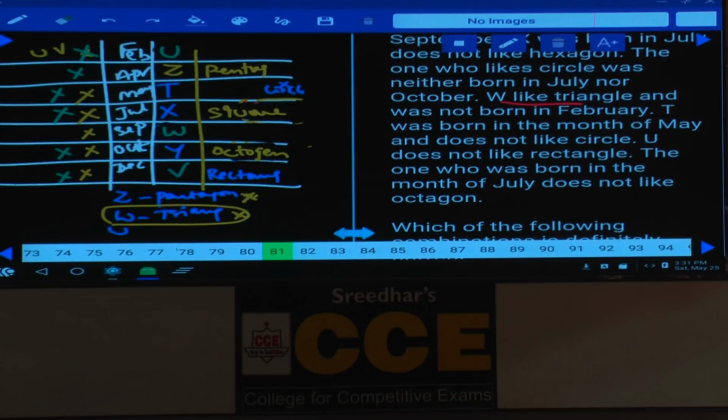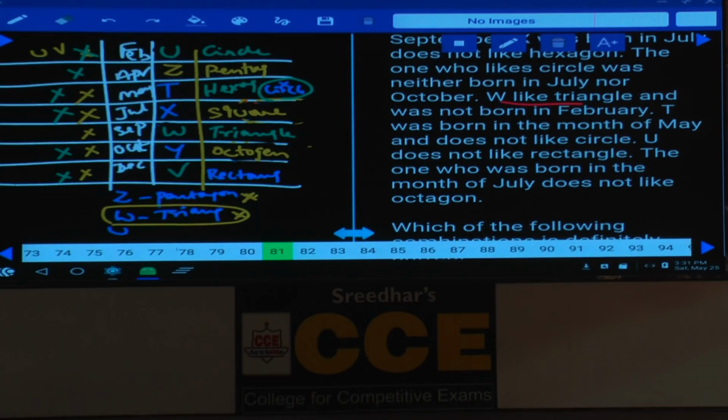figures. Now pentagon, square, octagon, rectangle were done. Now W is what? W is triangle, hence this one must be triangle. If this is triangle here, as circle cannot be tree, and circle must be U. If circle is U, tell me what is the other thing left over here? Hexagon is left over, and a hexagon must be in the month of May. Clear enough?